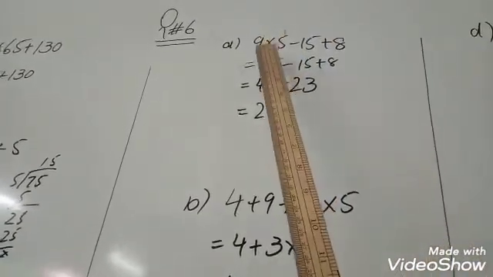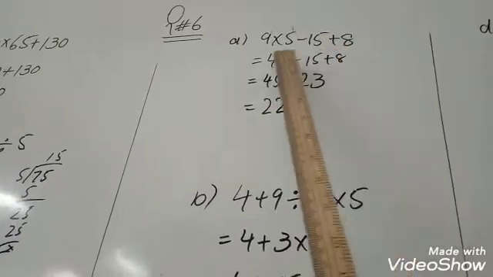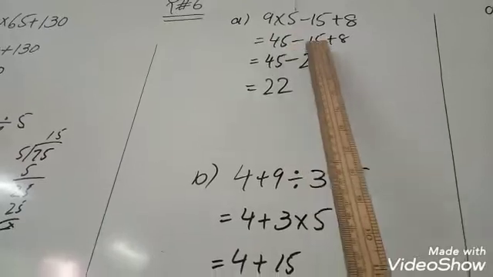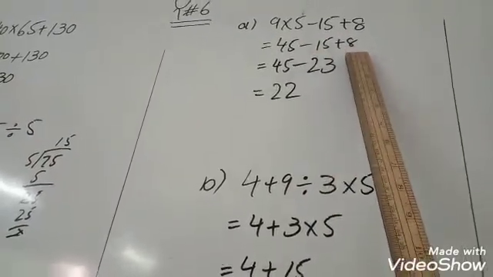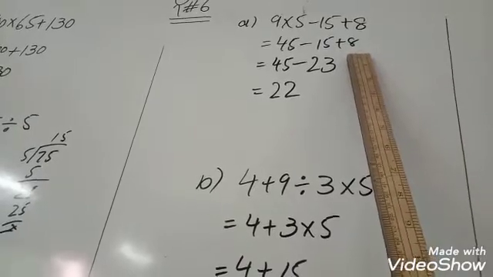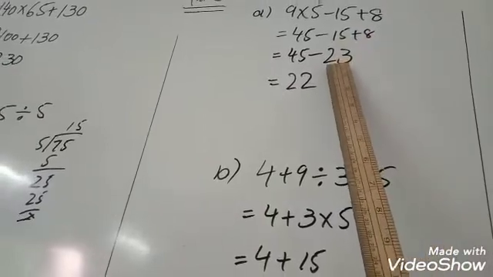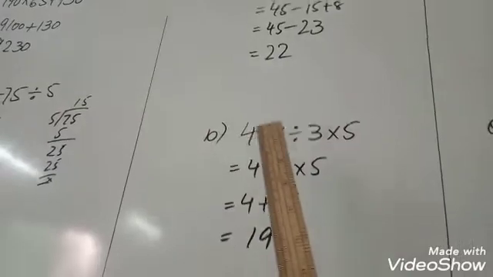Here three operations: multiplication, subtraction and addition. First we solve multiplication. 9 multiply 5 is 45, minus 15 plus 8 as it is. Now we add these two values according to DMAS rule. We first solve addition. 15 plus 8 is equal to 23. 45 minus 23 is equal to 22.